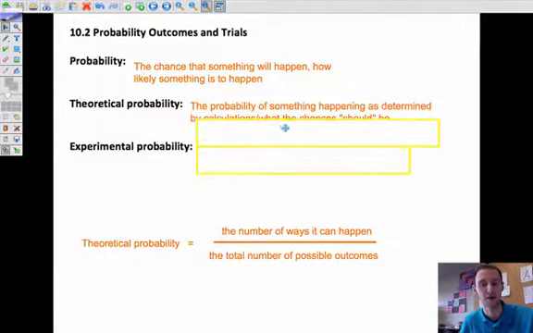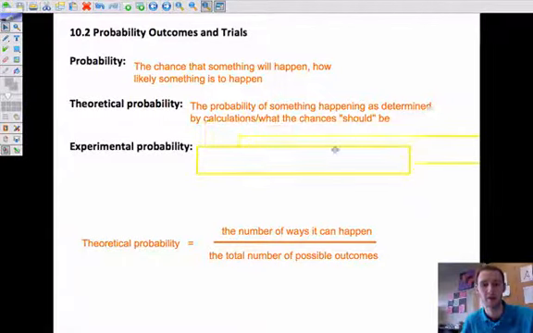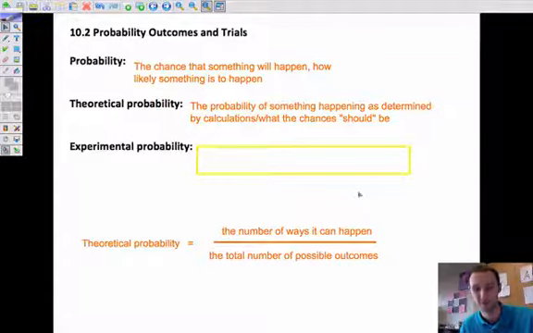So theoretical probability is the probability of something happening determined by calculations, or you can think of it as what the chances of something, the probability, should be in a perfect world. So you may flip a coin 3 times and get heads every time, but theoretically, if you flip it twice, you're going to get 1 head and 1 tail. So that's kind of what theoretical means.